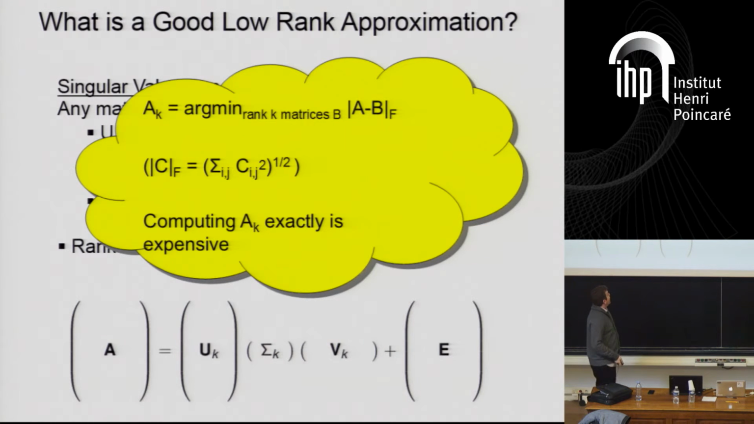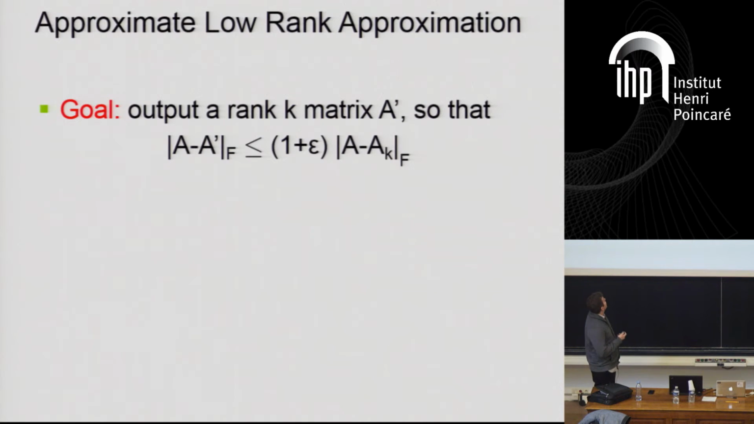The only problem with this is that computing A_k exactly is expensive. Solving an SVD takes nd squared time, or if d is even larger than n, you can do n squared d time as well. But we want much faster algorithms. Just like for regression, we're going to use this sketch and solve paradigm to obtain very fast algorithms.